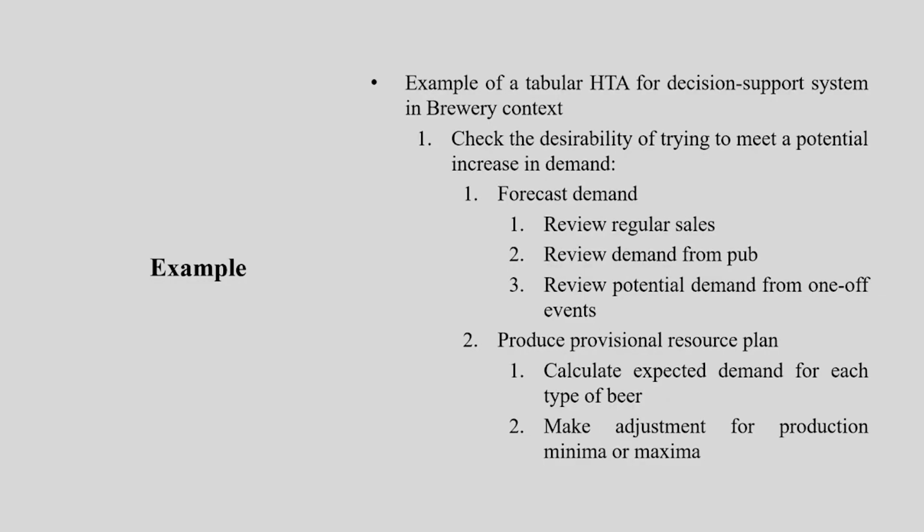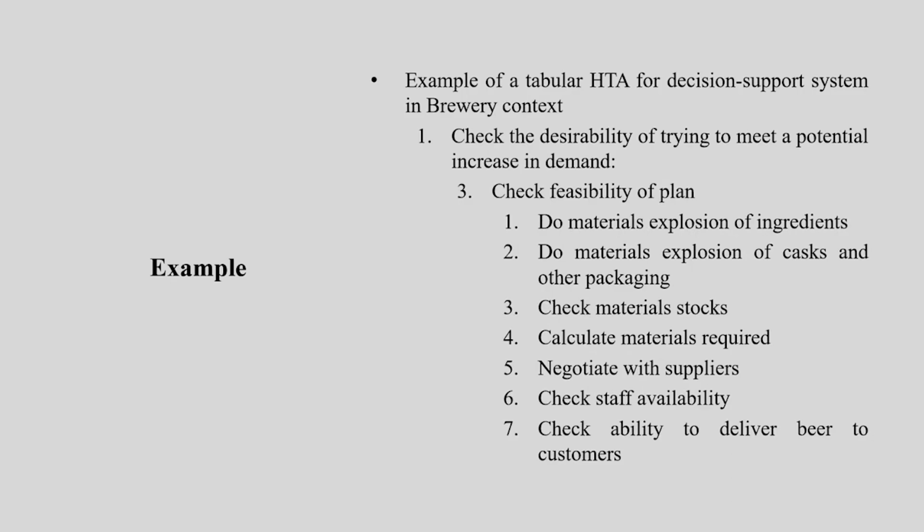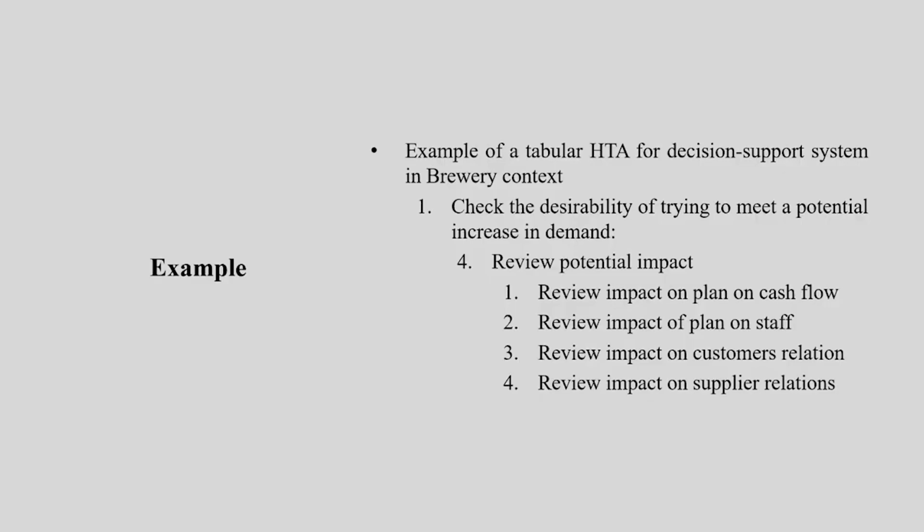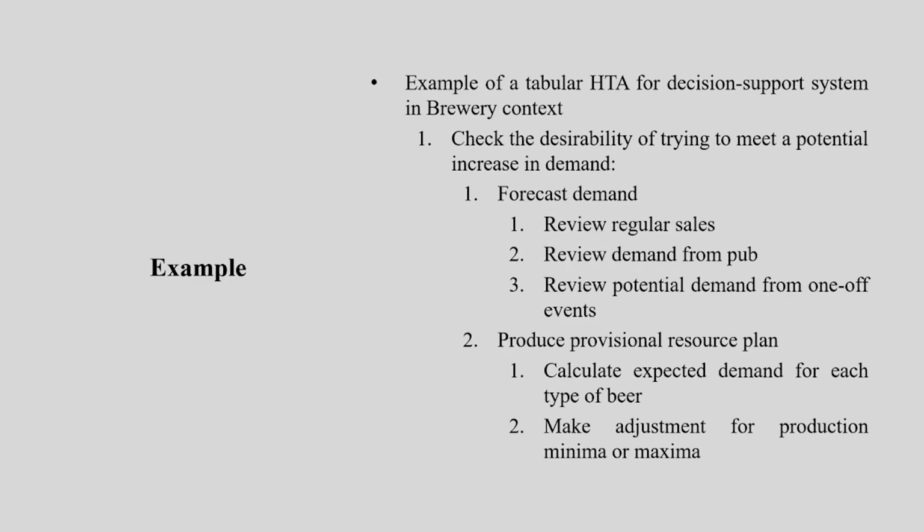Mainly we will have, as we mentioned in the procedure, 4 major steps. First is forecasting the demand, then produce the provisional resource plan, check the feasibility of that particular plan. We may forecast many things, however we really need to check what kind of feasibility we have in the possibilities to execute that plan, and then review the potential impact. So let us start one by one.